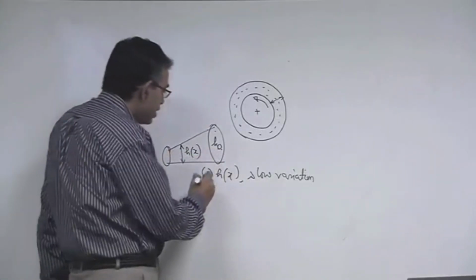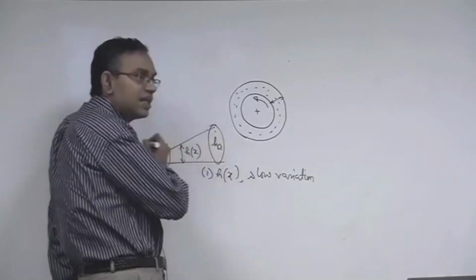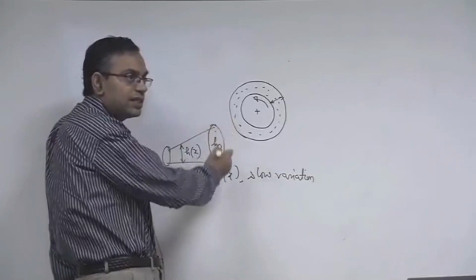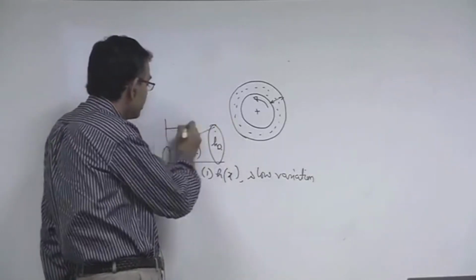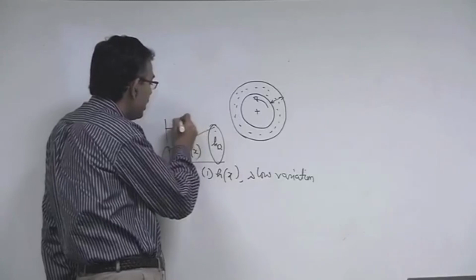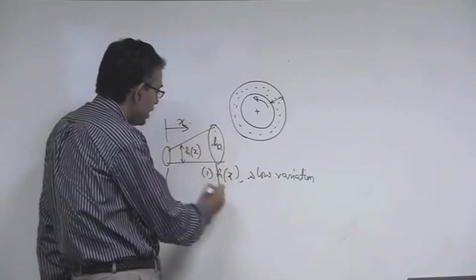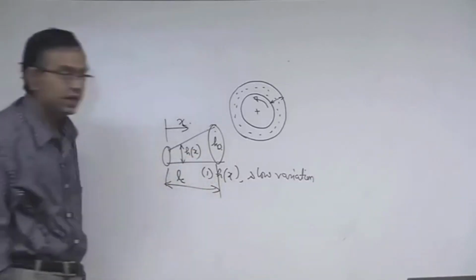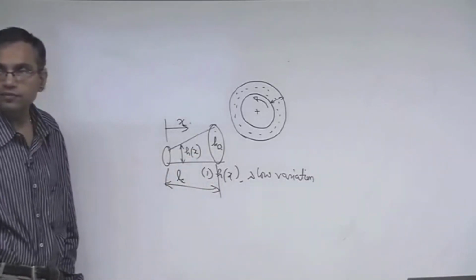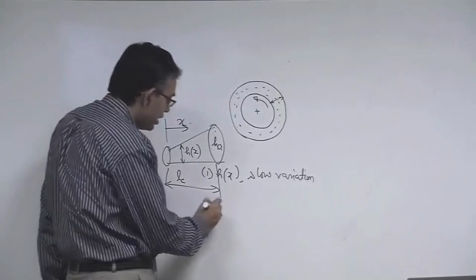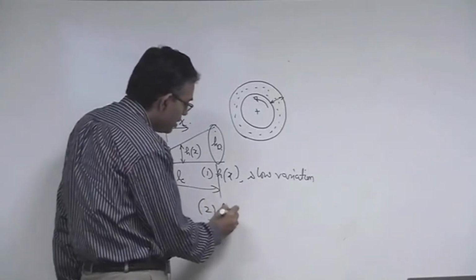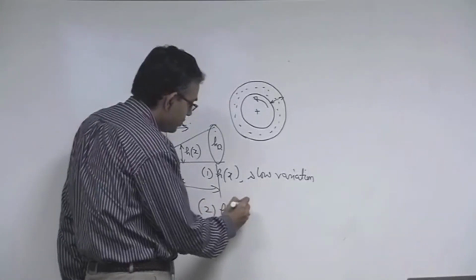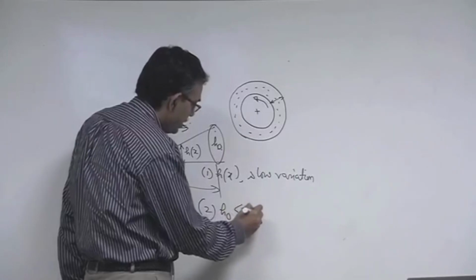So, h0 let us say is the characteristic length scale along y, and if this is the x axis, let us say that L_C is the characteristic length scale along x. So, the second condition is that h0 is much less than L_C.